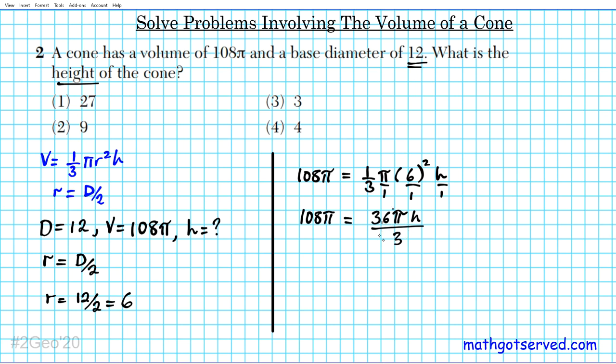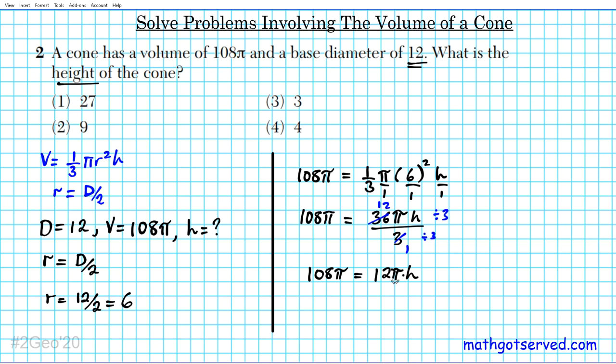Can we simplify the right side further? Absolutely. We can divide by 3. 3 goes into 36 evenly, so just divide top and bottom by 3. If you do that, this one will become 1 and this will become 12. So we're going to have 108 pi equals 12 pi h. Very important, remember that pi is a constant.